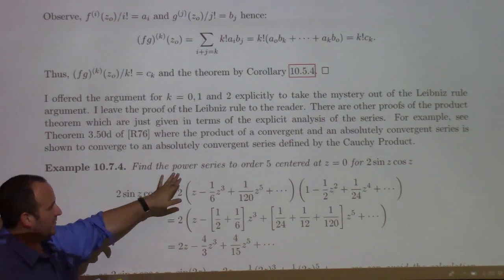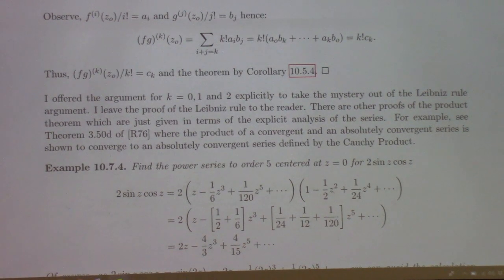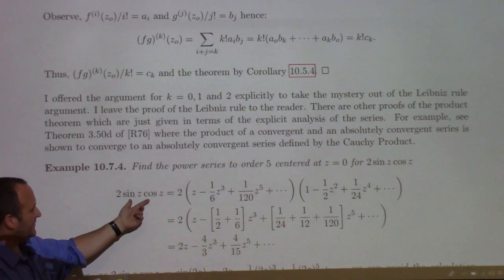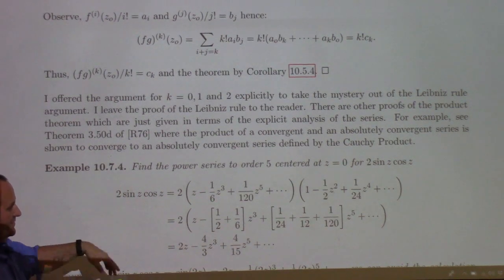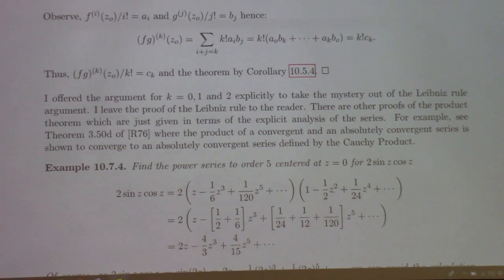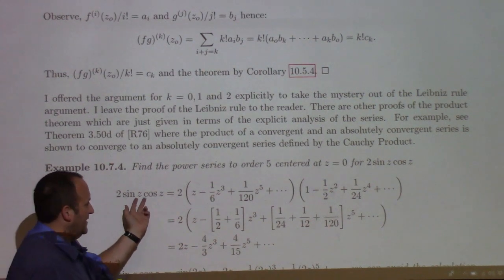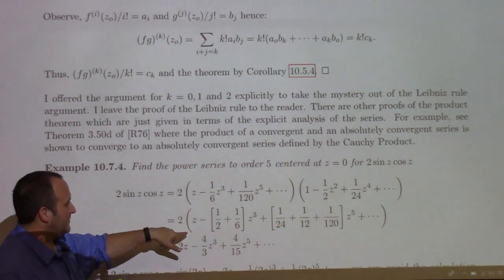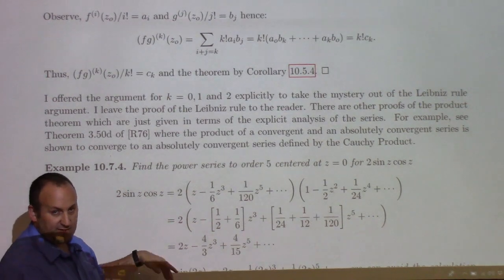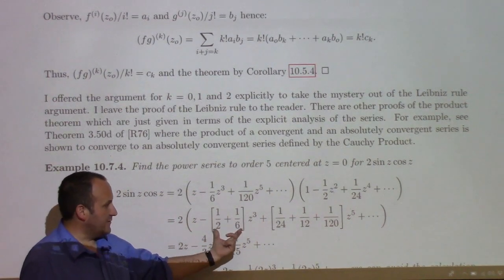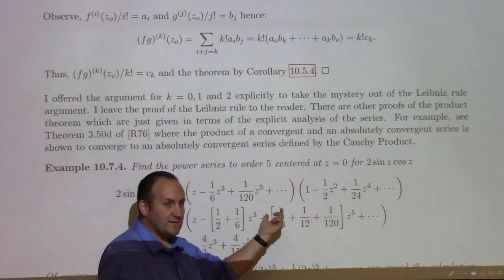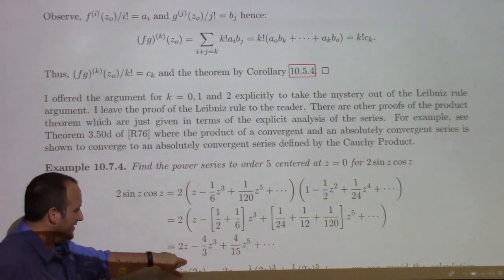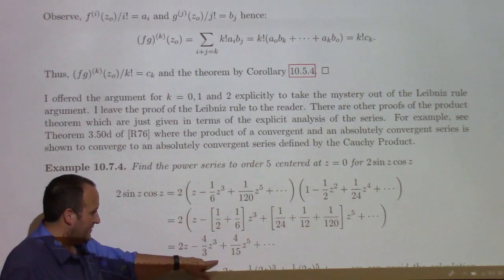So how about here? Find the power series to order 5. What we have for the last 5 minutes of class should be relaxing. So how would you find the power series for sine z cosine z? One way you could do it, the stupid way, is power series for sine, power series for cosine, and do the Cauchy product, term by term, adding things up to order first, the next order up is 3, the next order up is 5. Then of course that's 2z, and you do the math, 4/3 and 4/15.